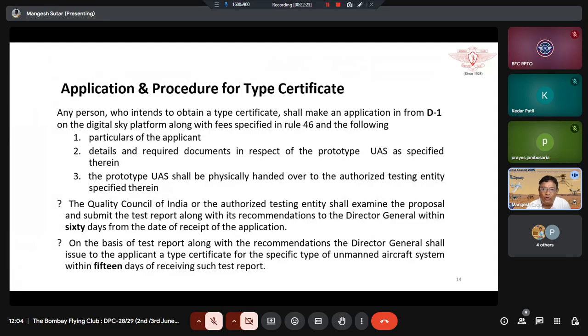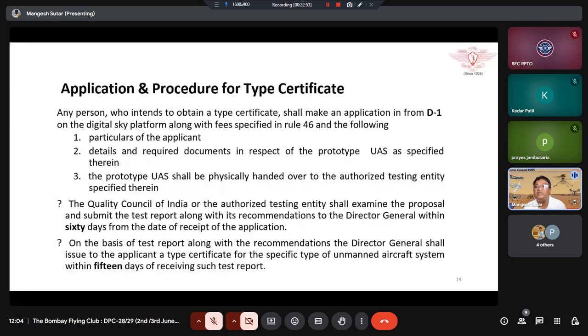So getting your drone type certified, you will require a minimum of 6 months to 1 year of time. Though the type certification takes only 60 days, there is a lot of back and forth between the authorized testing body and the person who is getting it type certified. For example, Kedar as an organization is applying for type certification. He has to engage with this authorized testing entity, and they will be engaged with him for 60 days.